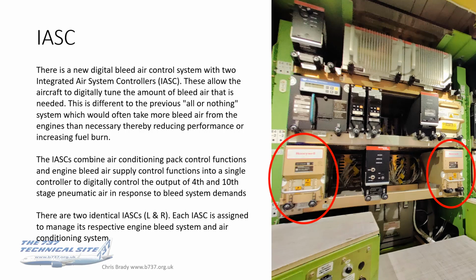These ISCs combine the air conditioning pack control functions and the engine bleed air supply control functions into a single controller. So they are very smart. They do look at the aircon demands and regulate the bleed air by linking the two things, by merging them into one unit, as you see here. And as I say, these will digitally control the 4th and 10th stage bleed air in response to bleed system demands.